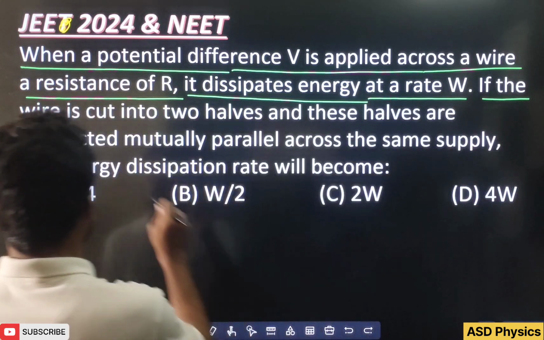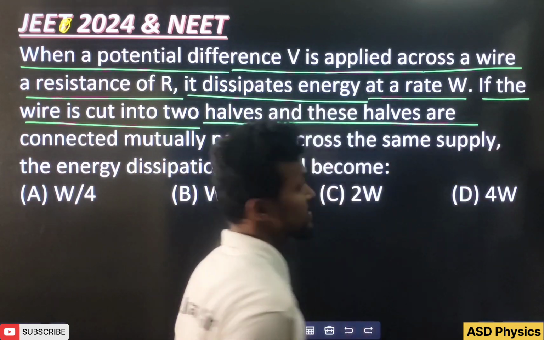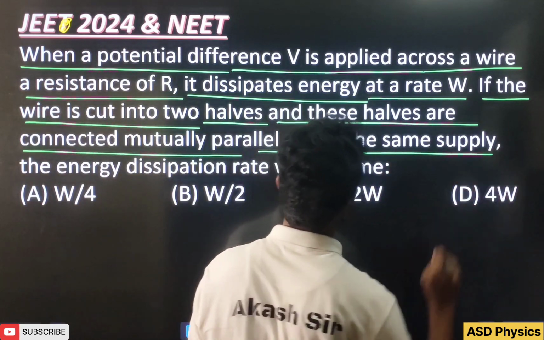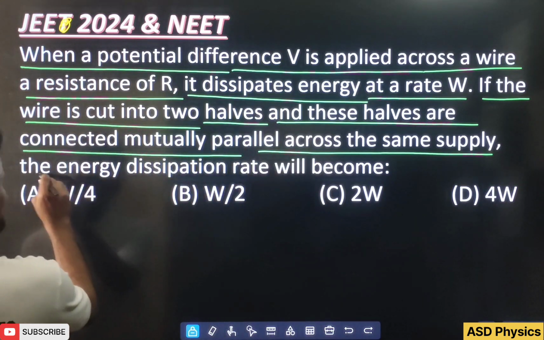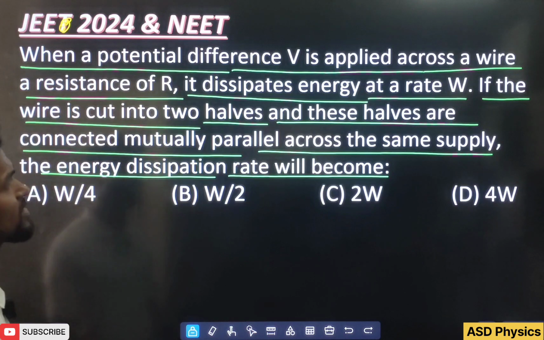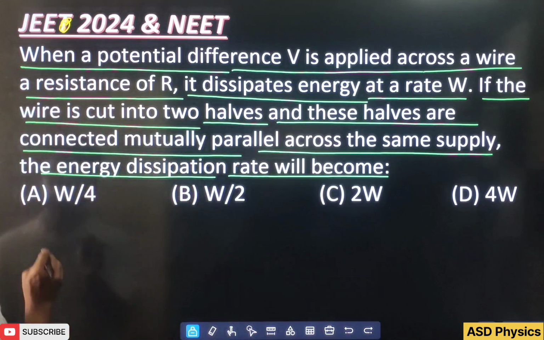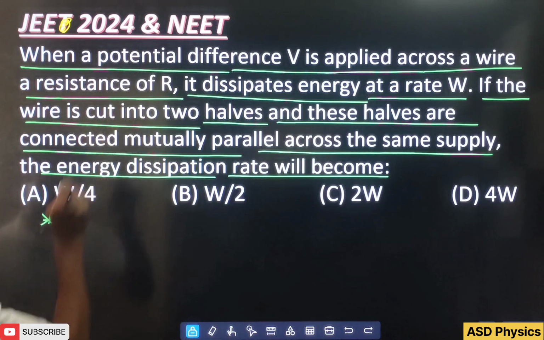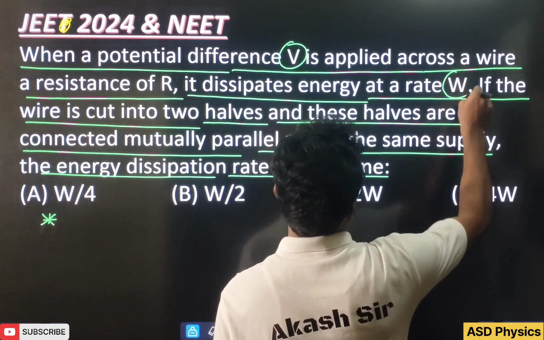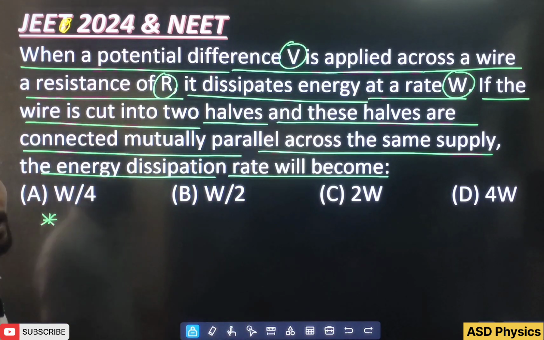If the wire is cut into two halves and these halves are connected mutually parallel across the same supply, the energy dissipation rate will become how much? Rate of energy dissipation is also called power. First we'll talk about the initial situation. The voltage is V, the rate of energy dissipation is W, and the resistance is R.